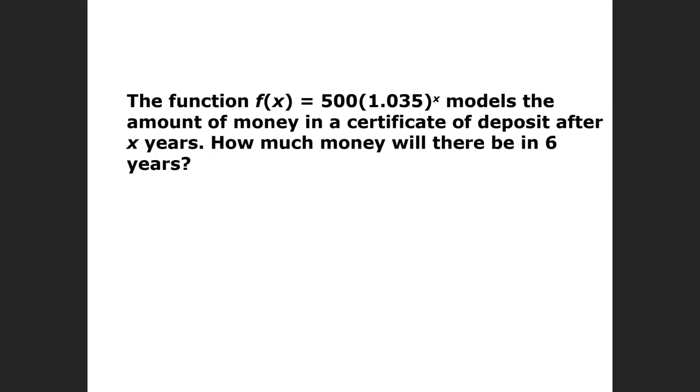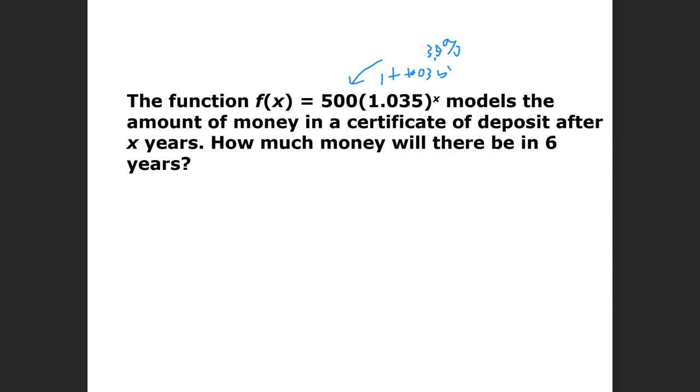So in this problem, it says the function f of x equals 500 times 1.035 to the x power models the amount of money in a certificate of deposit after x years. How much money will there be in 6 years? Now, before I ask that question, how much money did they start with? What was the original amount of money put in? $500. This is the original amount, and this is 1 plus 0.035. So this is 3.5%. So this certificate is making 3.5% interest.